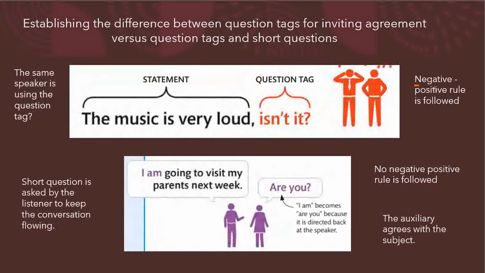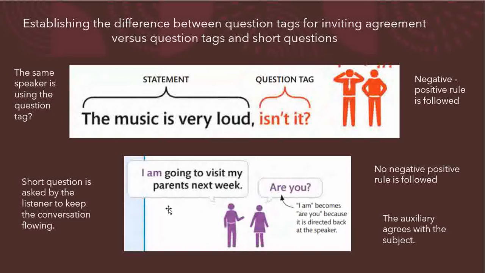So that is why there is a negative-positive rule which is to be followed, and this was discussed in our previous video. In this video, we are discussing that the short question is asked by the listener to keep the conversation going. You can see two different people are talking, and here no negative-positive rule is followed. If the statement is positive, the person is posing a positive question. If the statement is negative, the person is posing a negative one. The auxiliary agrees with the subject. Where do I bring this word are? With you, the word are goes.